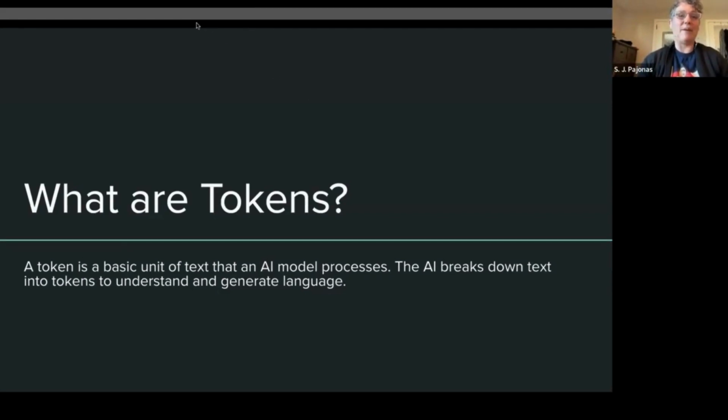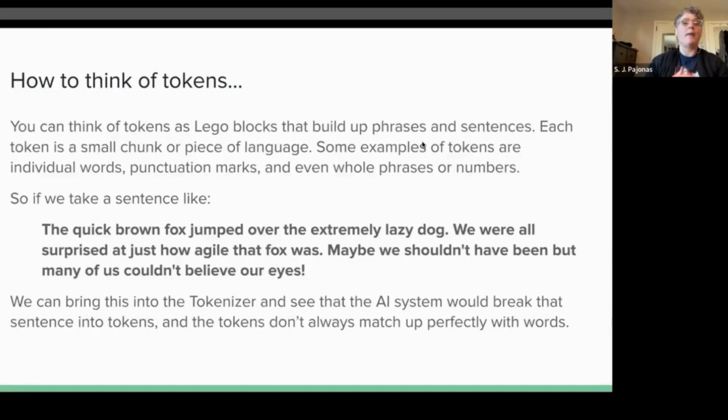And not every word is equal to one token, right? Sometimes words are multiple tokens. So we're going to go over that too in this class. So a token is a basic unit of text that an AI model processes. The AI breaks down text into tokens to understand and generate language, okay? You can think of tokens as Lego blocks that build up phrases and sentences. Each token is a small chunk or piece of language.